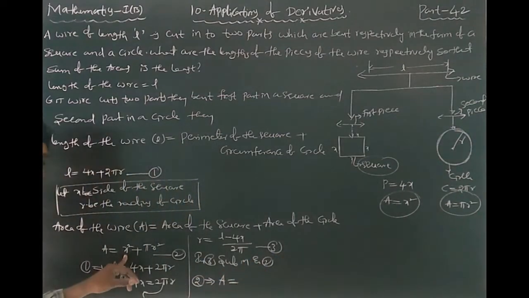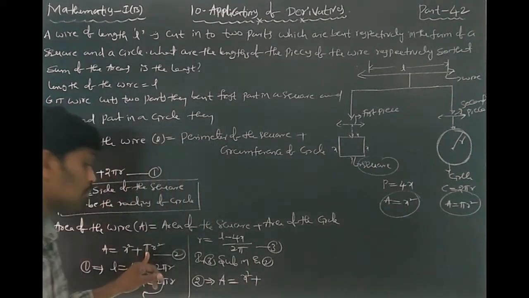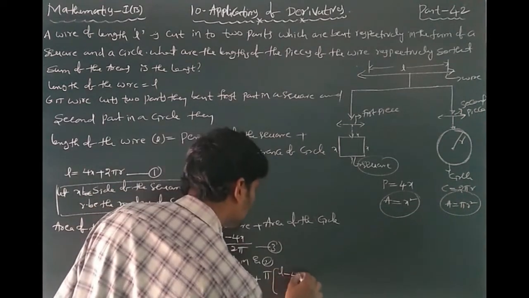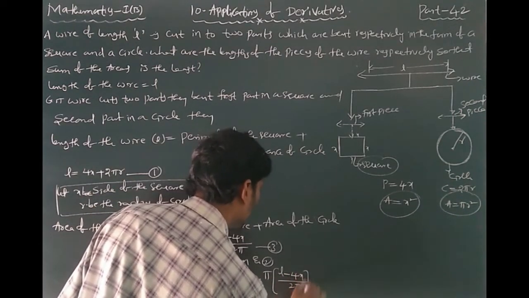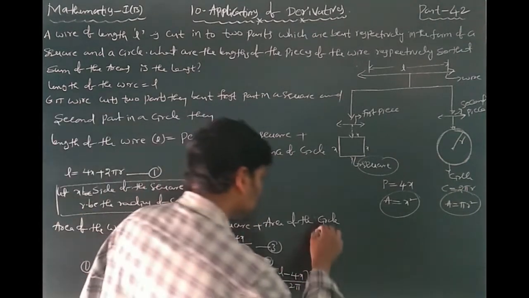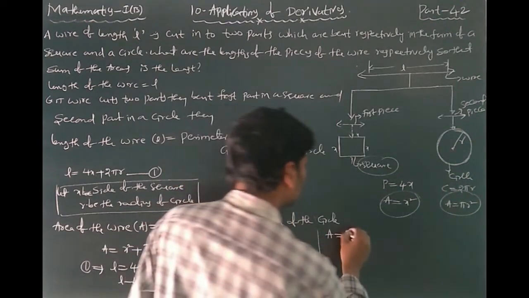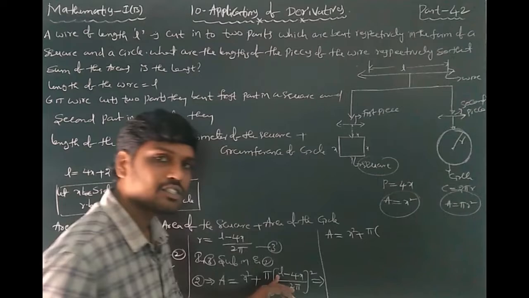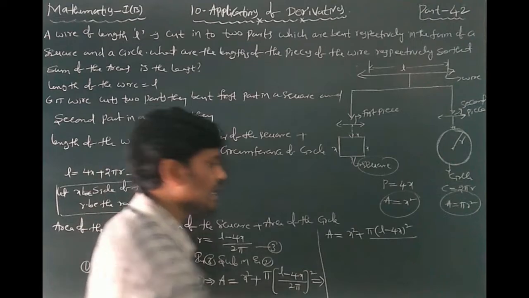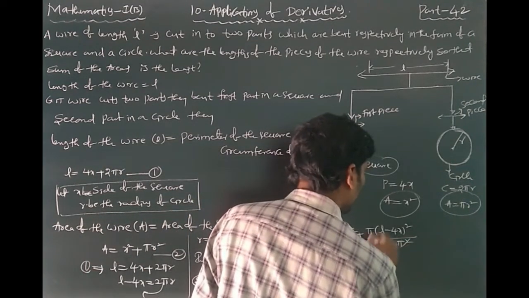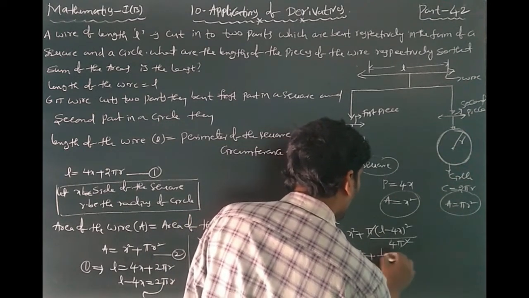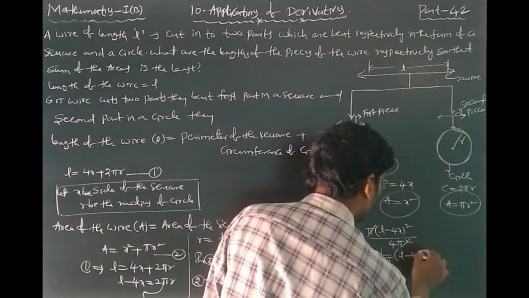Area of the way A equal to x square plus pi into r square. r square is nothing but ((L minus 4x) by 2 pi) whole square. Understood? A equal to x square plus pi r square. After that you can write A is equal to x square plus pi into (L minus 4x) whole square by (2 pi) whole square, nothing but 4 pi square. Here pi gets cancelled. Remaining A is equal to x square plus 1 by 4 pi into (L minus 4x) whole square.